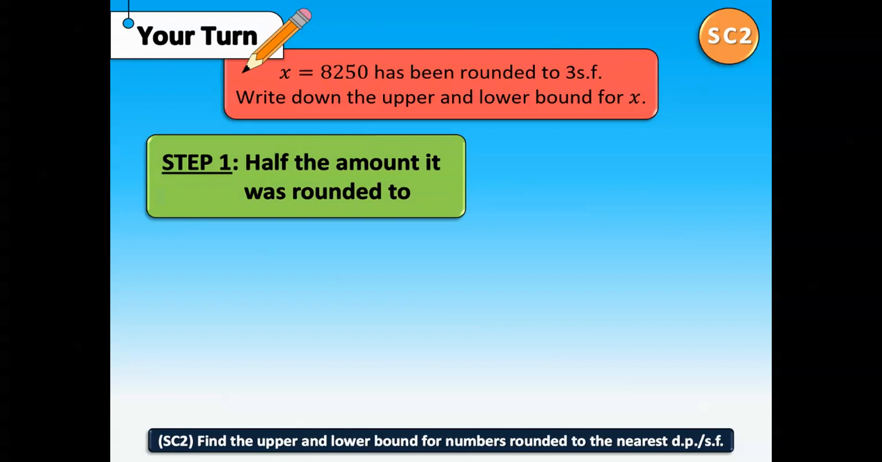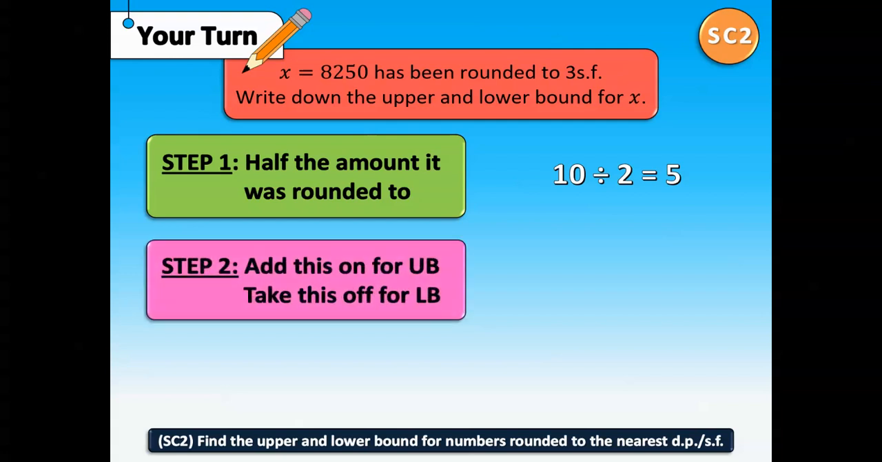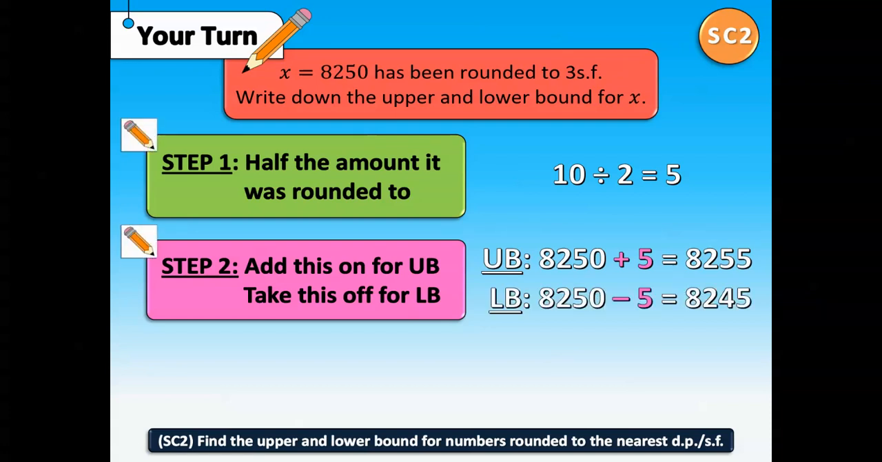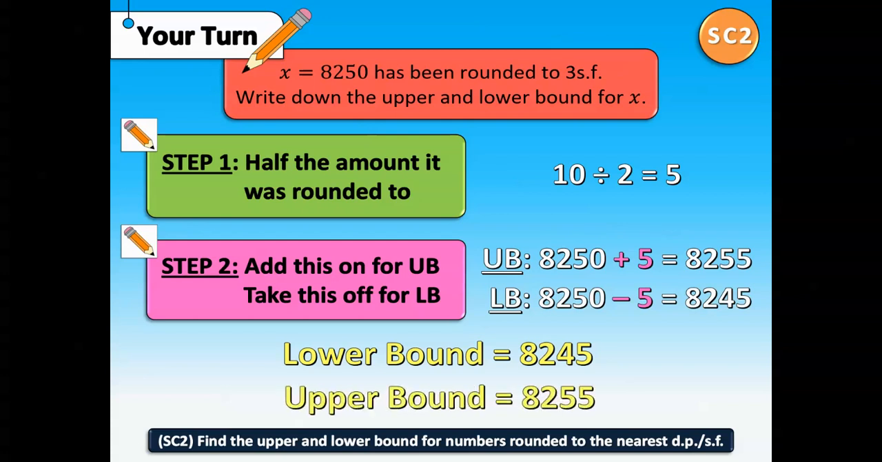So we start with half the amount it was rounded to. So we're looking at the third significant figure. The first significant figure is 8, the second significant figure is 2, and the third significant figure is 5, and that is in the tens column. So we half 10, which is 5. We add this on to get the upper bound, and we take this away to get the lower bound. So the lower bound is 8,245, and the upper bound is 8,255.